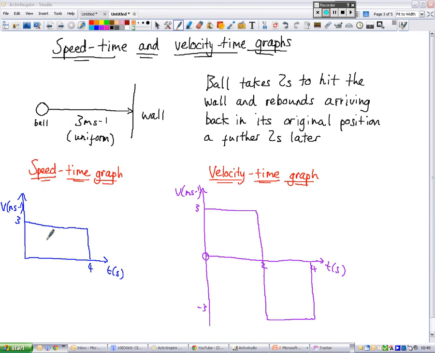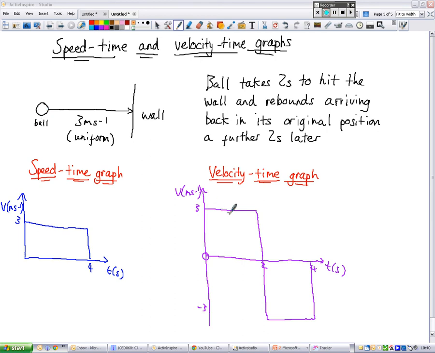So if we're drawing a speed-time graph of that motion, our speed the whole time is 3 meters per second, and it takes 4 seconds to complete its motion. We'll imagine it stops at that point, its original point at the end.